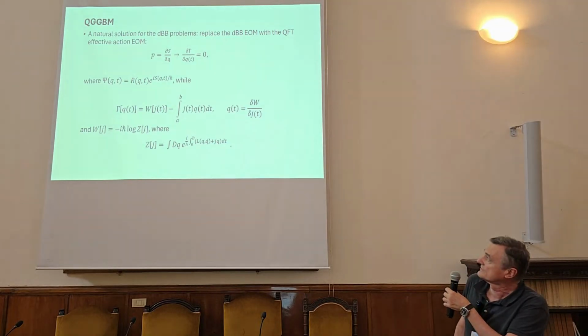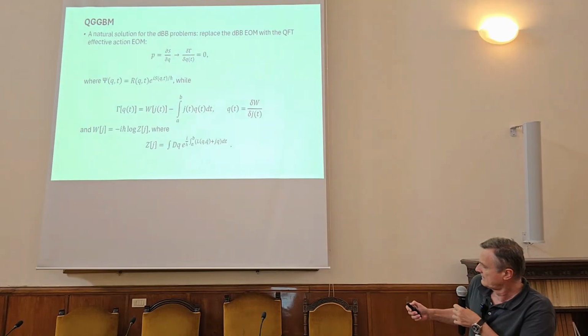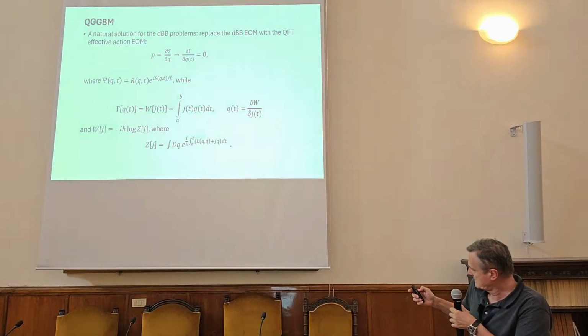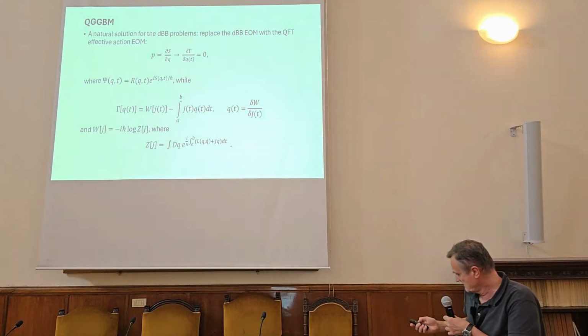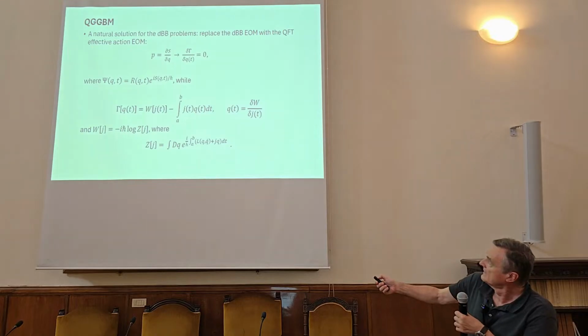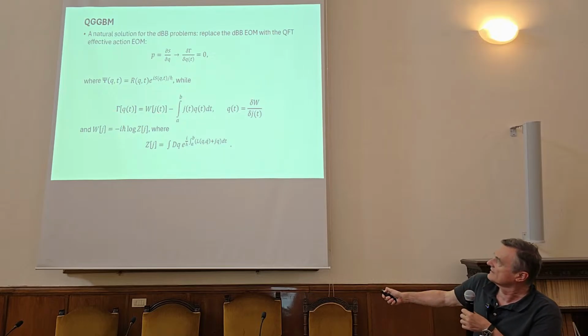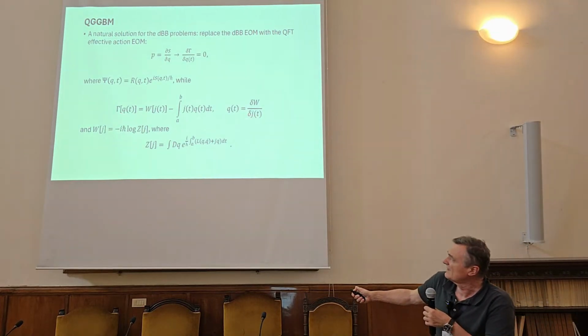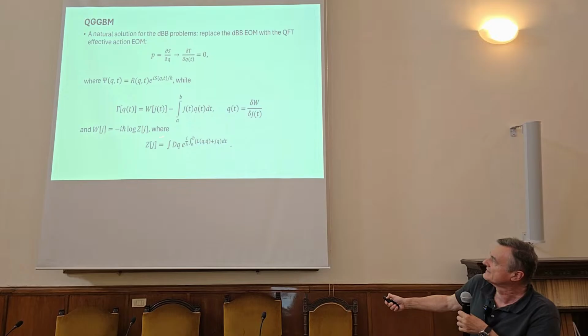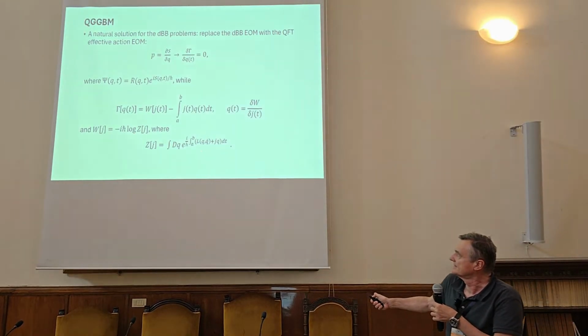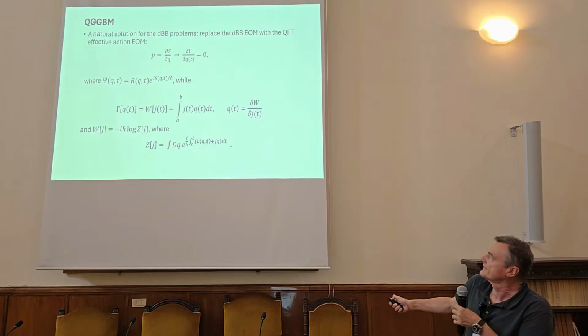So the way out of this is simply to replace the usual de Broglie-Bohm equation with the effective action. Here any wave function can be written as the real part times the phase. And the effective action is essentially defined by these relations, which is the Legendre transform of the path integral, but with the source. This is the quantum field theory definition of the effective action.